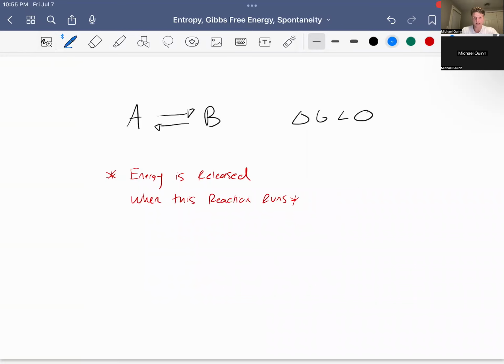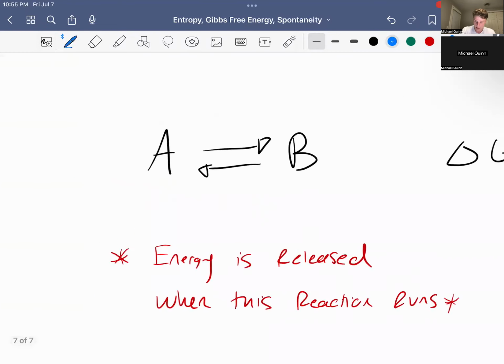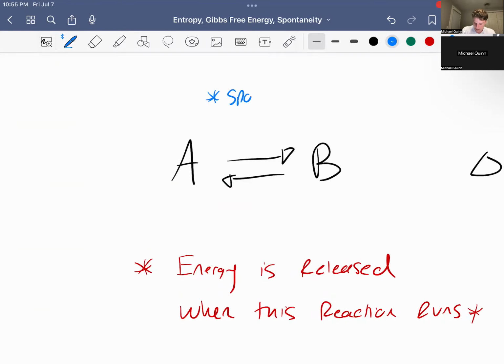So what we can say is that this reaction is happening. You do not need to put in an external source of energy in order to run this reaction. It can happen on its own. So a ball rolling down a hill without us even touching it is an example of a reaction that would have a delta G value less than 0. That is energy that is released. We do not need to put in a positive amount of energy like we saw in this reaction. So this will be a spontaneous reaction.